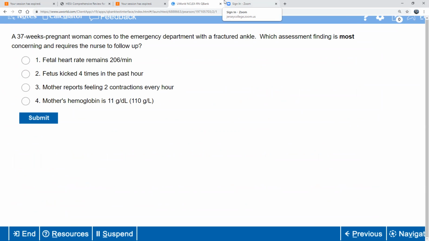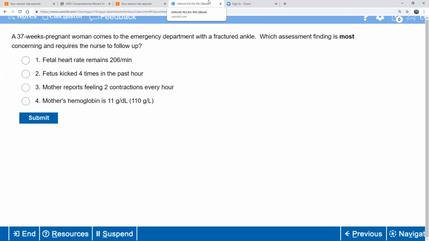A 37-week pregnant woman comes to the emergency department with a fractured ankle. Which assessment finding is most concerning and requires the nurse to follow up? Fetal heart rate remains 206 per minute. Fetal kicks 4 times in the past hour. Mother reports feeling 2 contractions every hour.